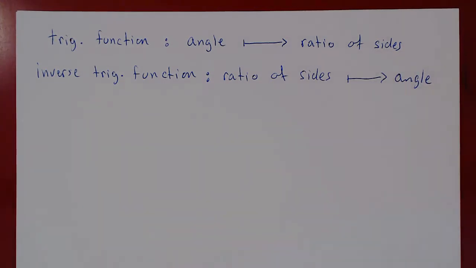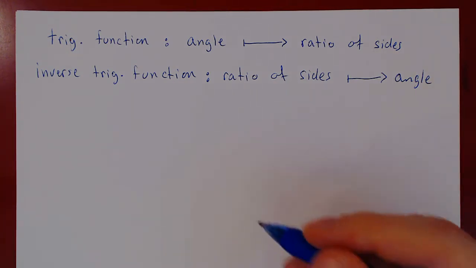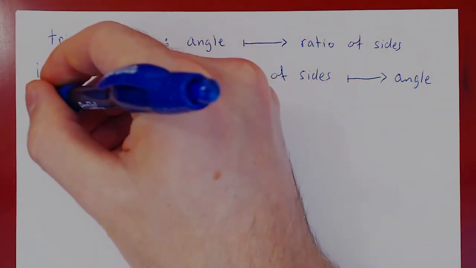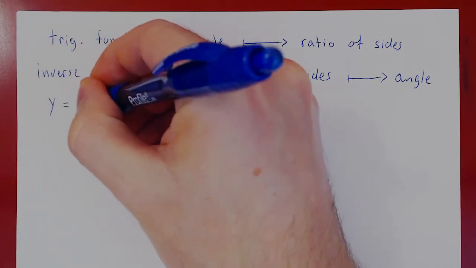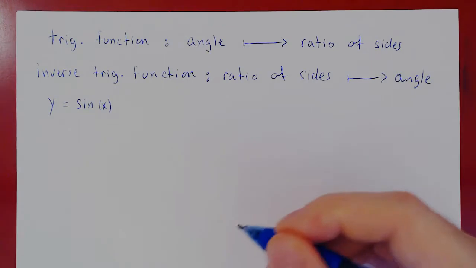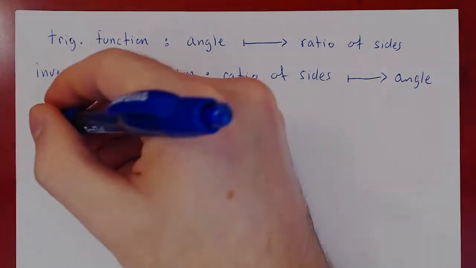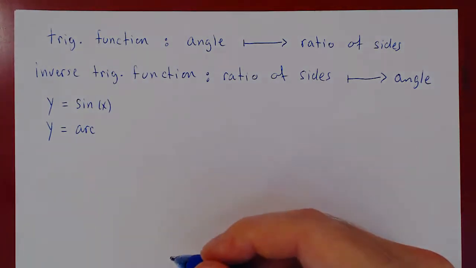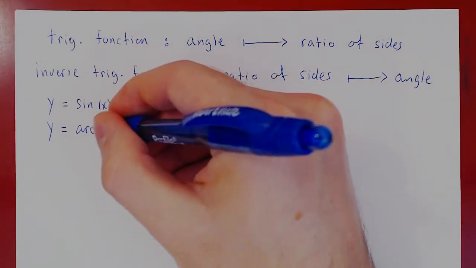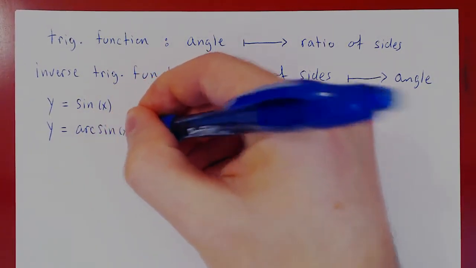So we'll find first the derivative of arc sine of x. So we have the function y equals sine of x, and its inverse function we usually denote by y equals arc sine of x. So arc means the inverse function.